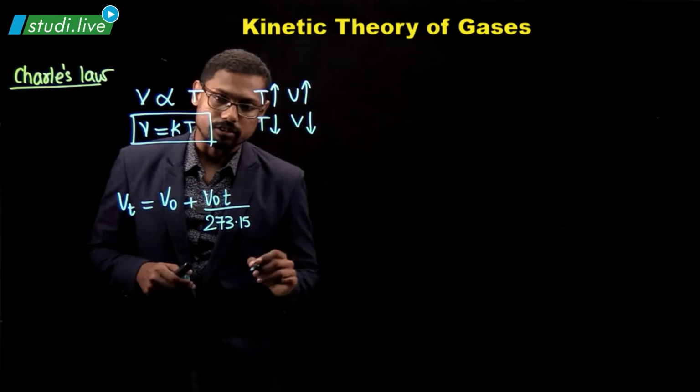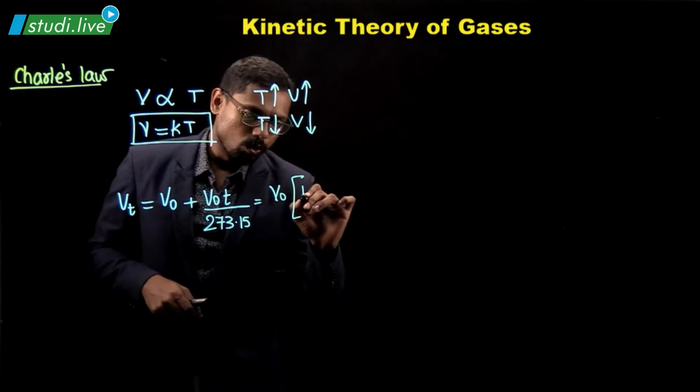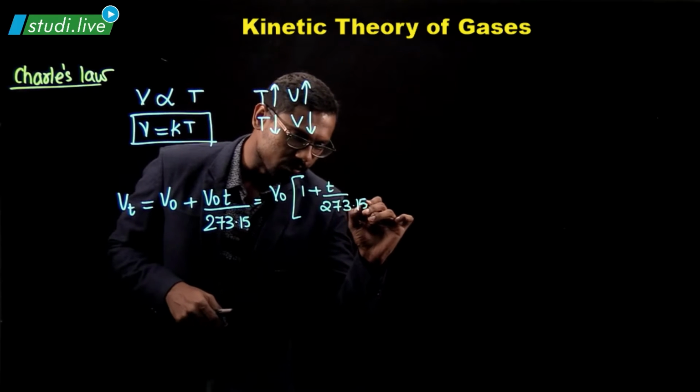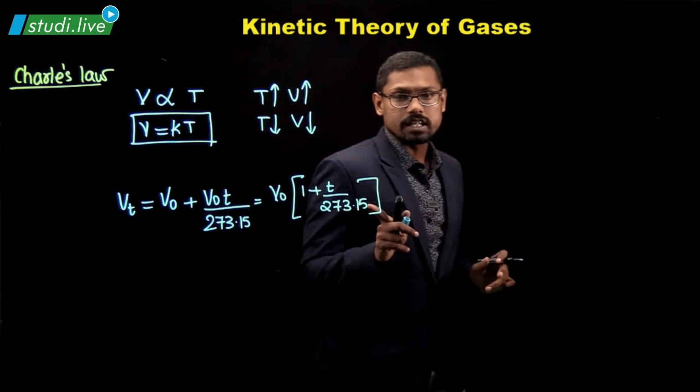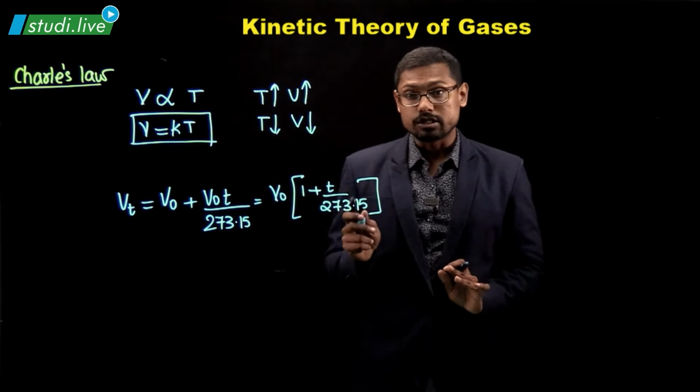This is your 0 kelvins, 0 degrees centigrade, right? So what am I supposed to do? I'm supposed to take V0 common. All you have is V0 times 1 plus T upon 273.15. When solving for entrance examinations, you can basically make this 273 and solve it. There's no need of using decimals with it.